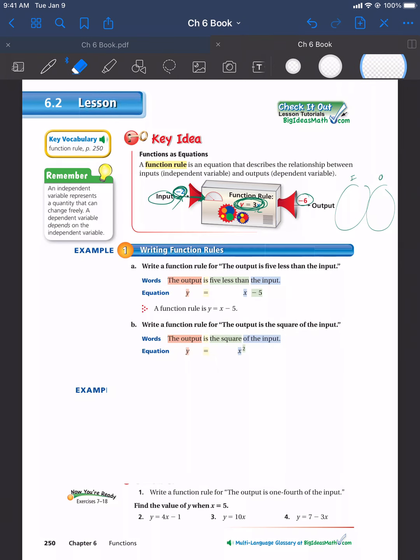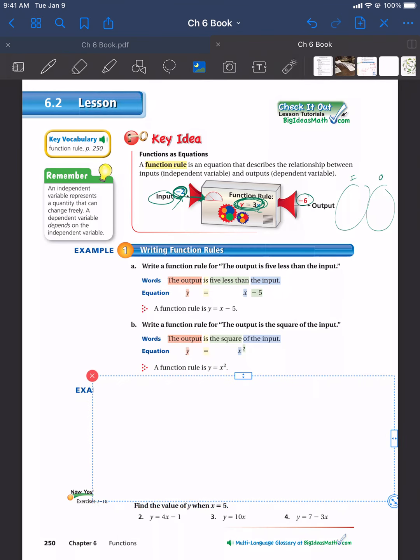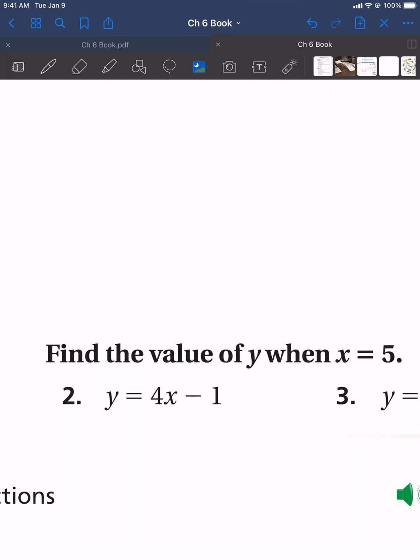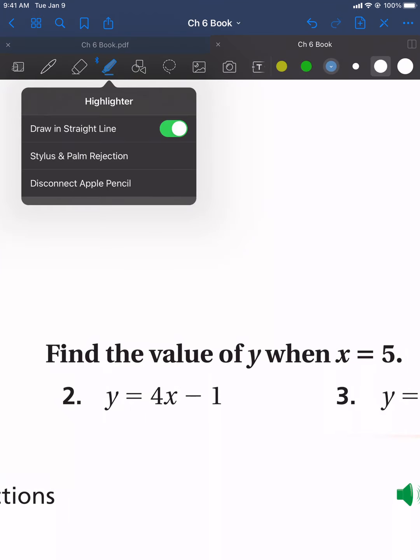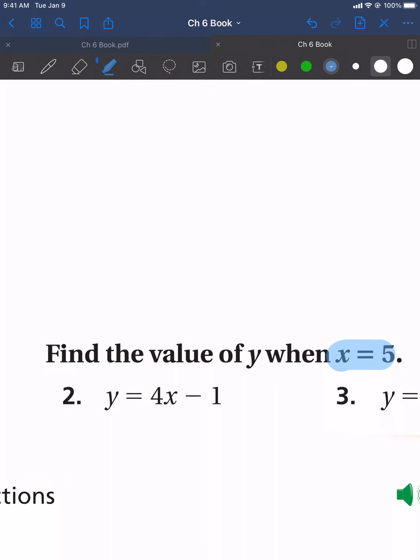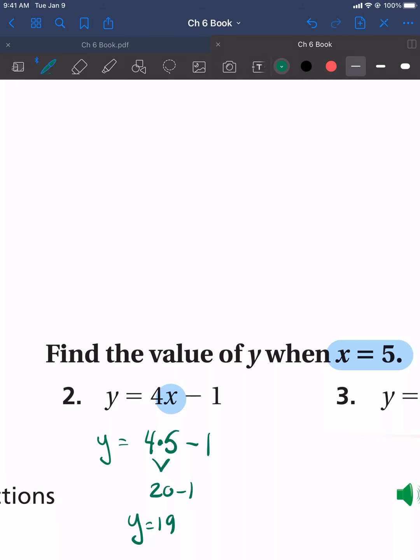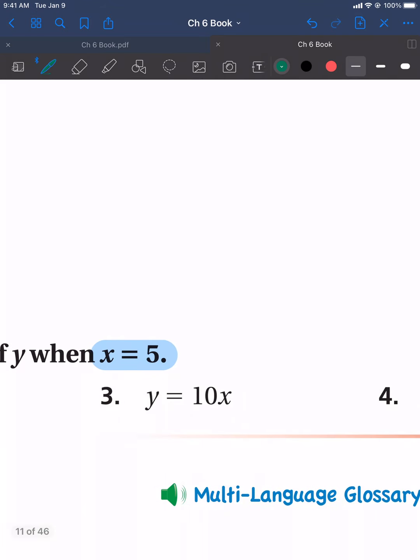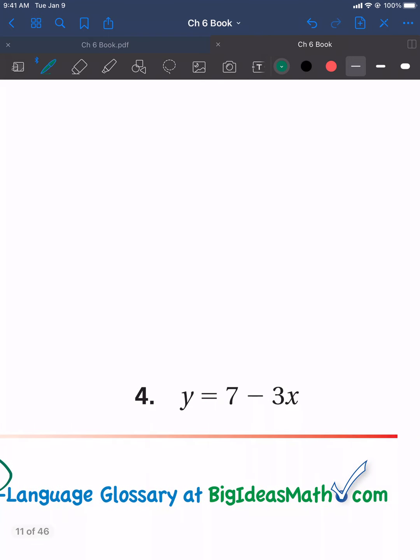Let's go ahead and do number 2 down here at the bottom of the page. Okay. Number 2 is pretty simple. They're just saying, find the value of y when x is 5. So just plug in a 5 for that x. This would be y equals 4 times 5 minus 1. That's 20 minus 1. Y equals 19. That's it. How about this one? Y equals 10 times 5. 10 times 5 is 50. Easy.